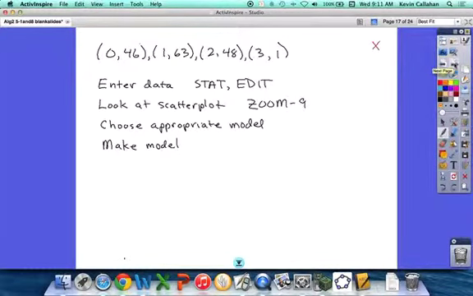Okay, so try to do that on this. Put these 4 points in the calculator, and then look at the plot and see what you see.